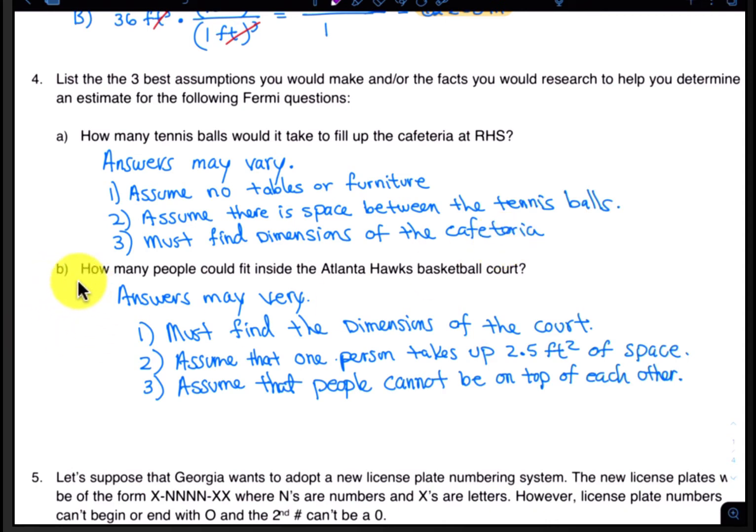And part B says, how many people could fit inside the Atlanta Hawks basketball court? Again, answers may vary here, but number 1, I said we would have to find the dimensions of the court. Number 2, we could make an assumption that one person takes up 2.5 square feet of space. And number 3, another assumption is that people cannot be on top of each other.